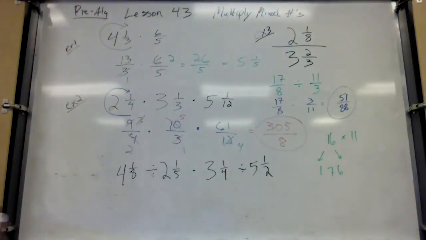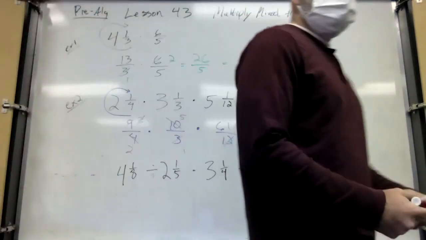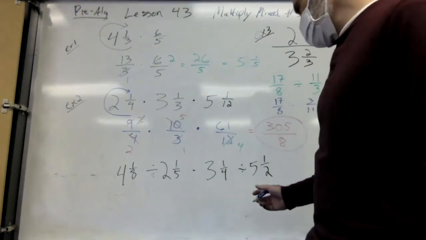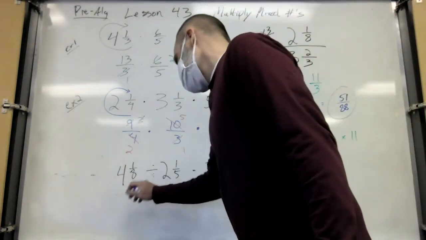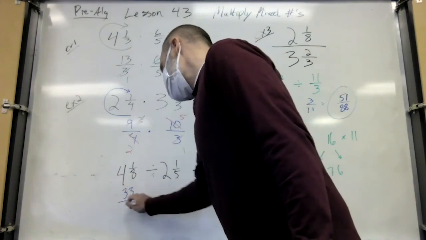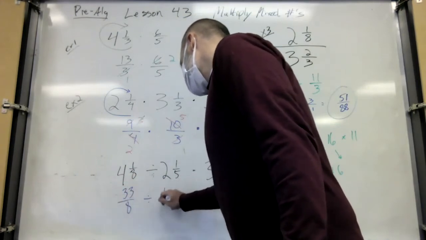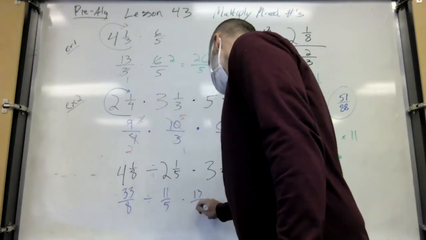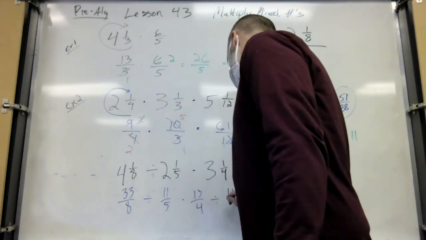Nice. All right. So final answer. Every single mistake. Let's do it. Okay, so first step is what? What'd you do first, Xavier? Turn the fractions. I think I got it now. 33/8 divided by 11/5 times 13. That's what I did wrong.